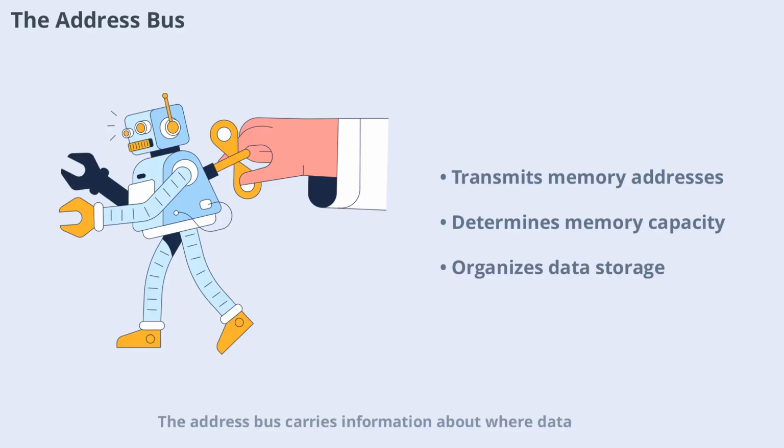The address bus carries information about where data should be sent or retrieved within the computer. It transmits memory addresses from the CPU to other components, ensuring that data is stored or accessed at the correct location. The width of the address bus determines the maximum amount of memory the system can address. For example, a 16-bit address bus can access 65,536 unique memory locations. This bus is essential for organizing and managing data storage efficiently.